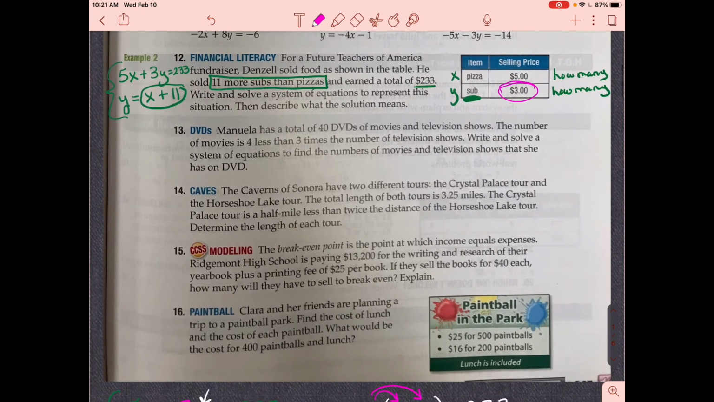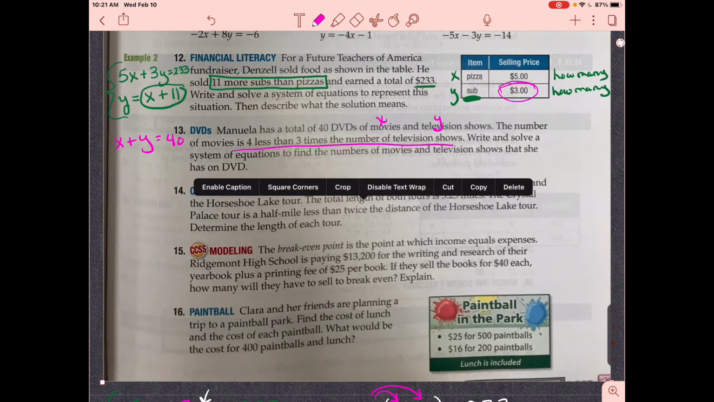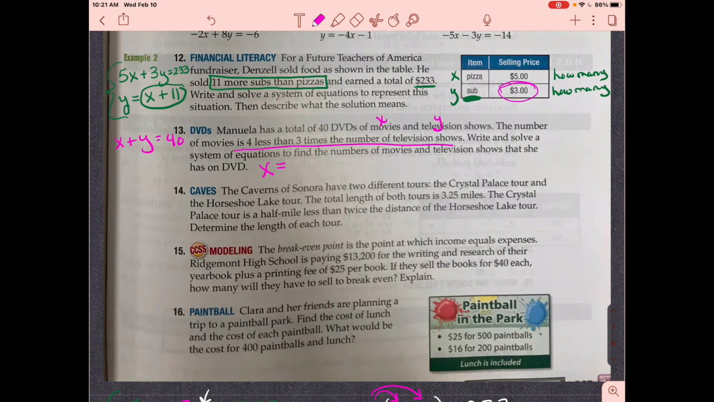All right. Manuela has a total of 40 DVDs of movies and television shows. Okay. Immediately, I see this coming. X is movies and Y is TV shows, and so X plus Y equals 40. Okay? The number of movies is 4 less than 3 times. Okay, so there's the other thing I have to figure out. 4 less than 3 times. So movies, which is X, equals 3 times the TV shows minus 4. 4 less than, that's this part, 3 times the number of TV shows.